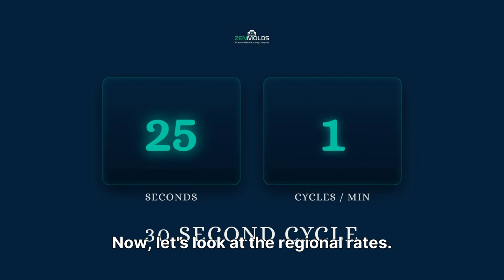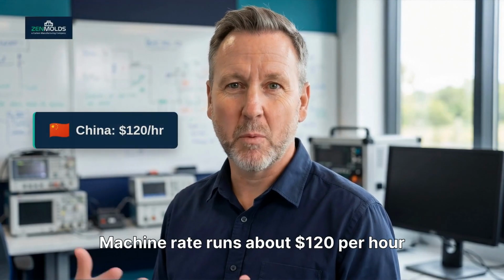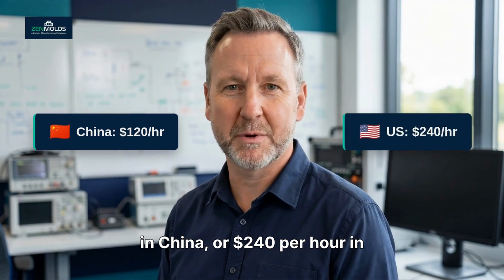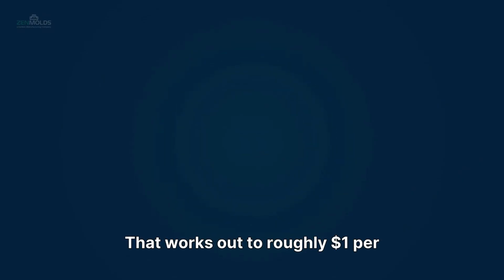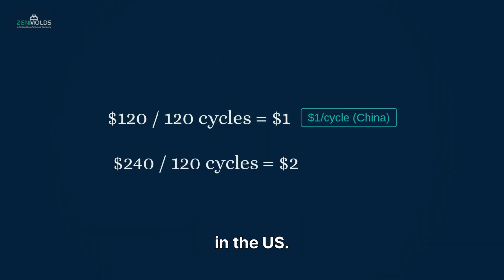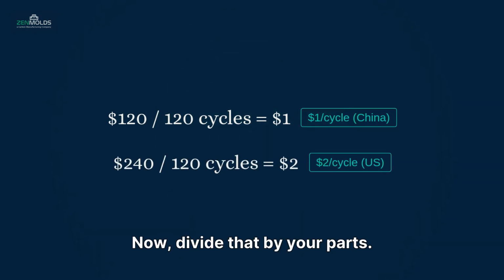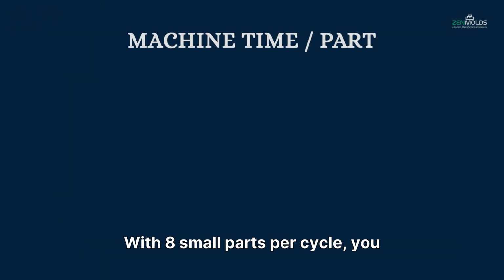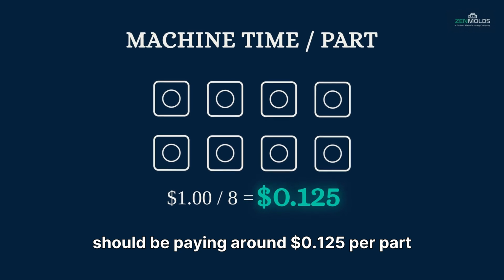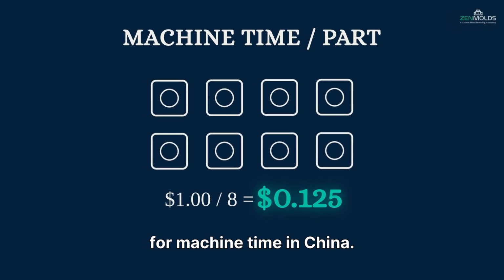Now, let's look at the regional rates. Machine rate runs about $120 per hour in China, or $240 per hour in the US. That works out to roughly $1 per cycle in China, or $2 per cycle in the US. Now divide that by your parts. With 8 small parts per cycle, you should be paying around $0.125 per part for machine time in China.